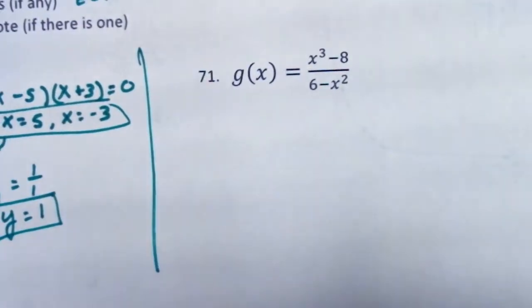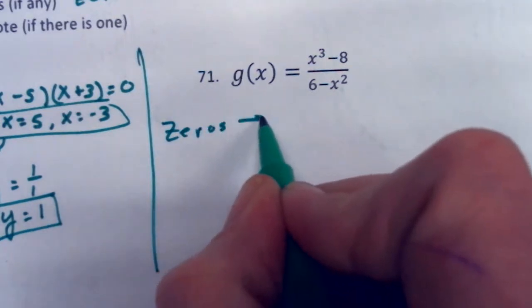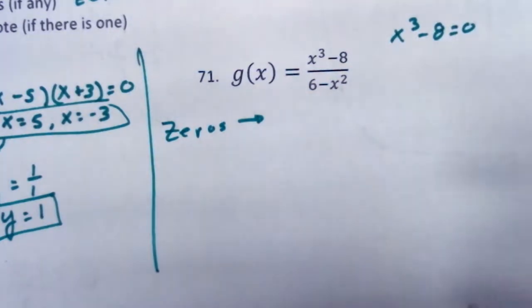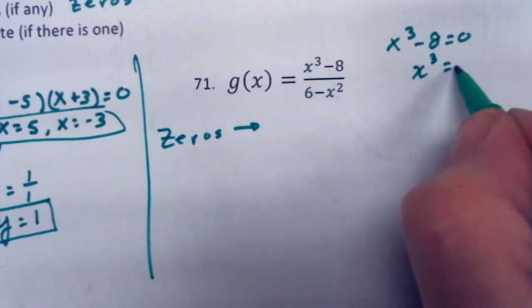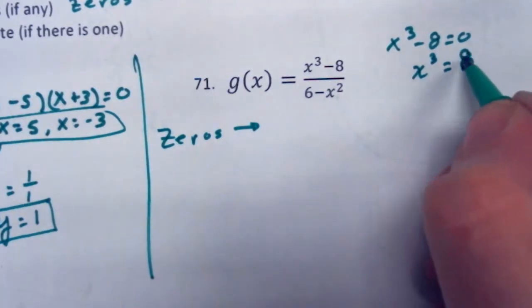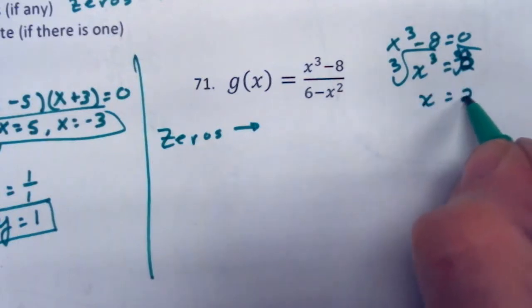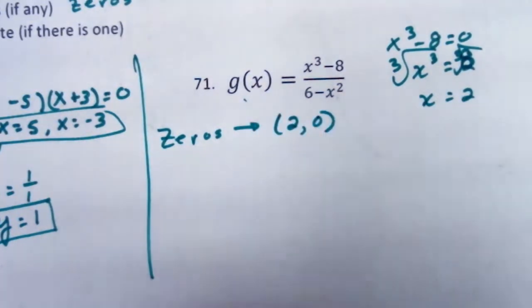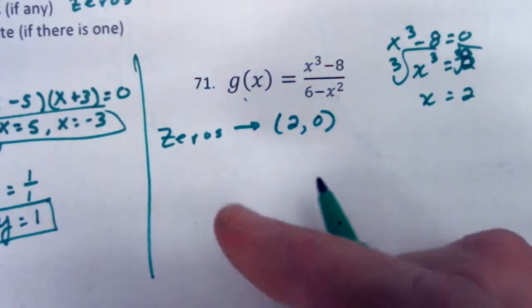71. Let's check this one out. Zeros. Well, if we set x to the third minus 8 equal to 0 and solve it, add 8 to both sides, x to the third equals 8. Take the cube root of both sides, x equals 2. So the 0 would be at the point (2, 0), because the 0 by definition is where y equals 0, or the function equals 0.